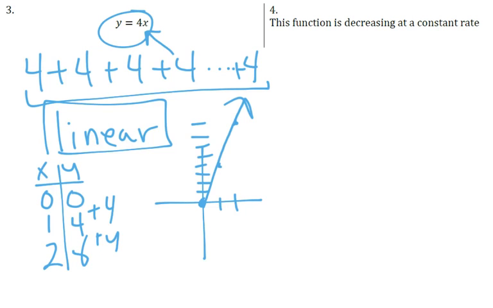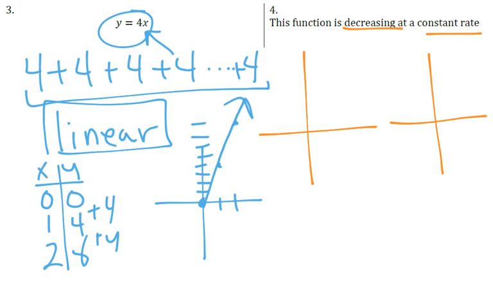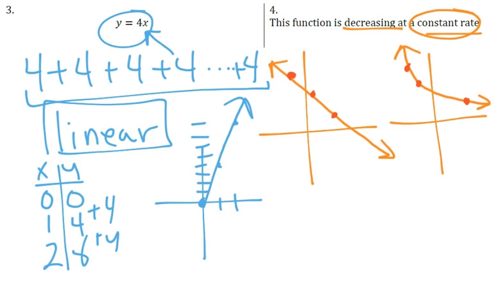Now number 4, this function is decreasing at a constant rate. So decreasing meaning it's going down at a constant rate. Well, let me show you 2 graphs here of decreasing functions. Here's a linear decreasing. Here's an exponential decreasing. Okay? Now what it means by a constant rate is that no matter where I pick 2 points, it's going to be the same angle, essentially, that constant rate.